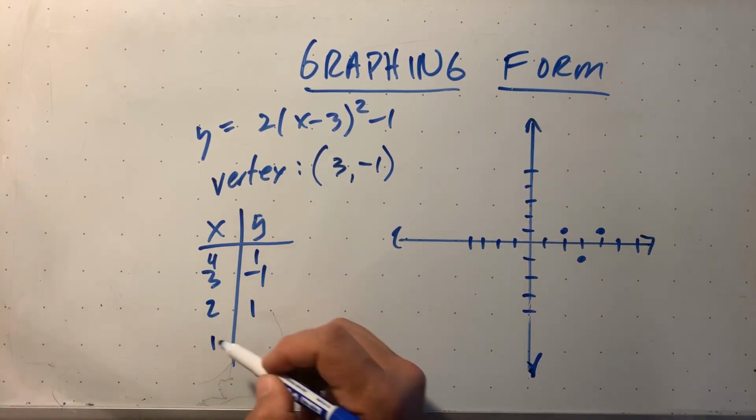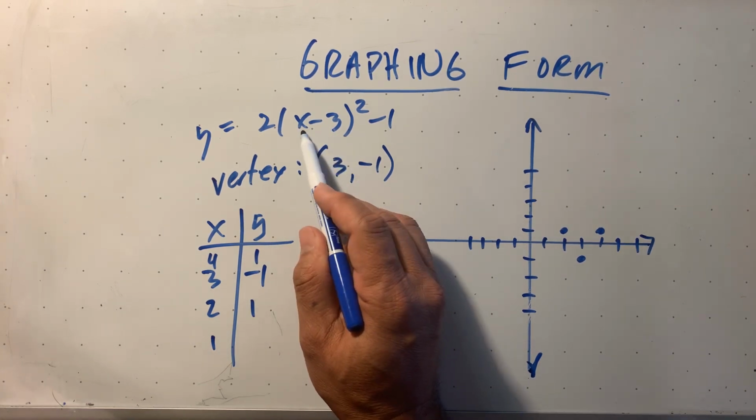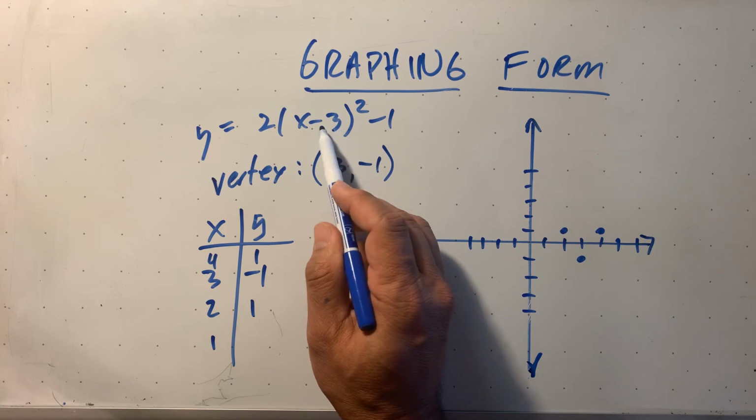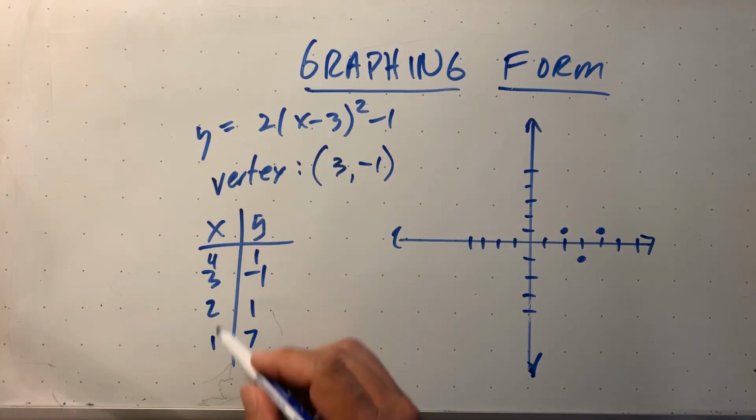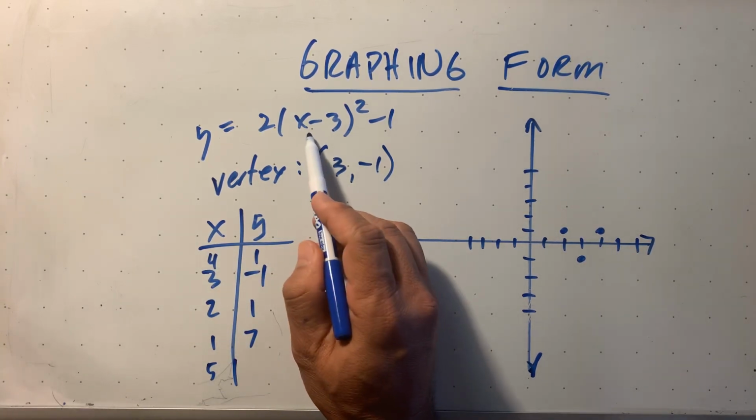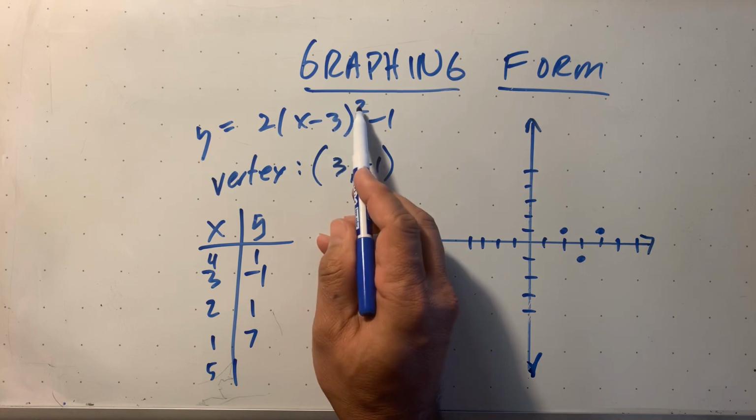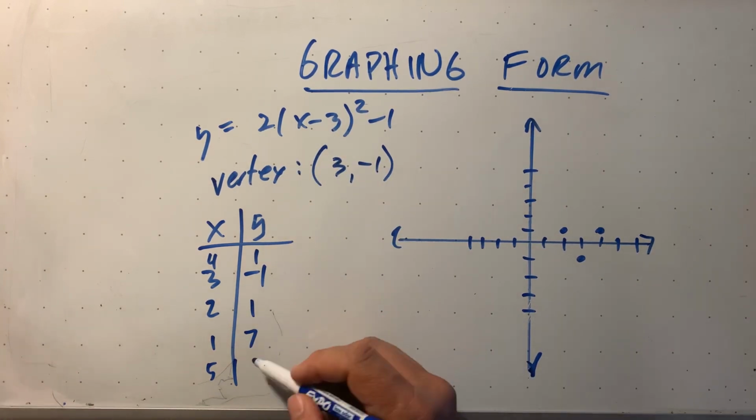I need a couple more points. So I'll try 1. 1 minus 3 is -2. -2 squared is 4. 4 times 2 is 8. 8 minus 1 is 7. And then I'll do one more point up here, 5. Should be the same. 5 minus 3 is 2. 2 squared is 4. 4 times 2 is 8. 8 minus 1 is 7.